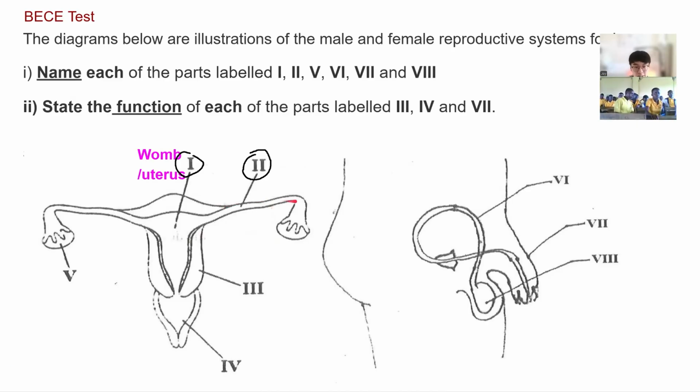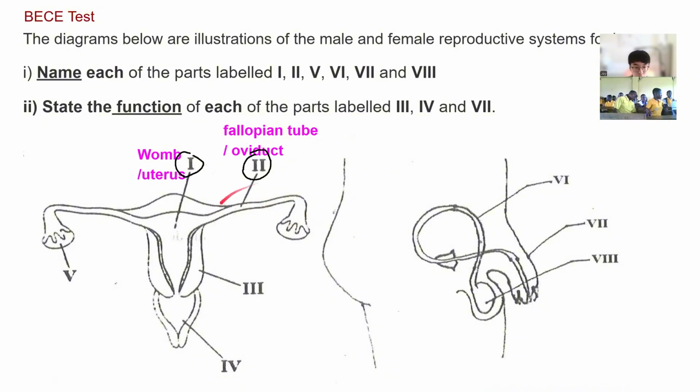This part. Fallopian tube. Yes, that's right. Yeah, great job. That's the fallopian tube. It leads from the ovaries to the uterus.